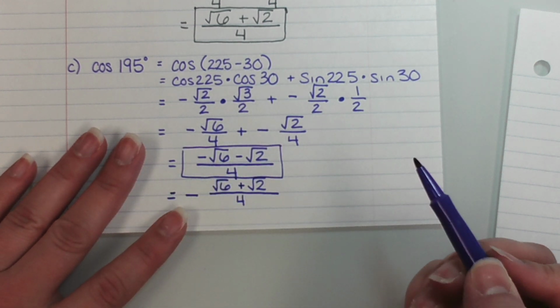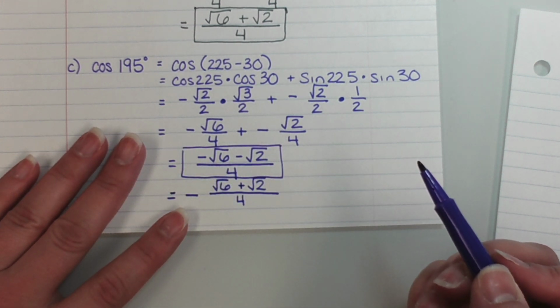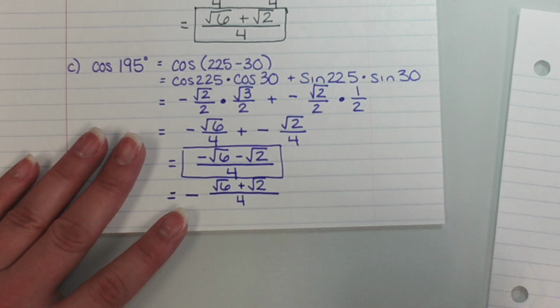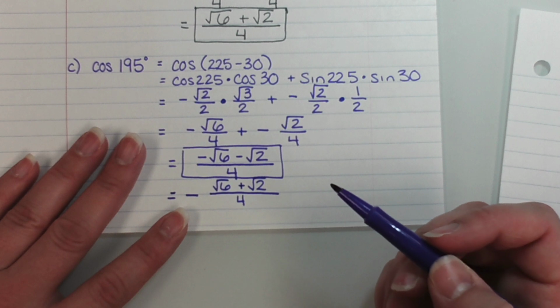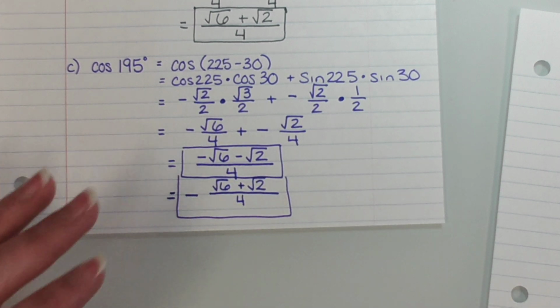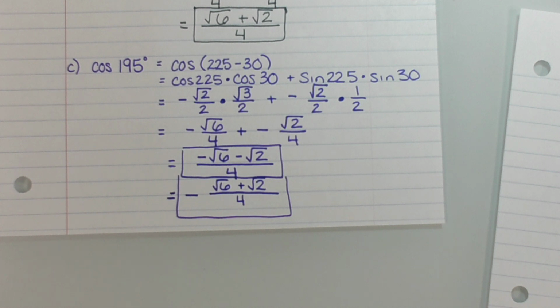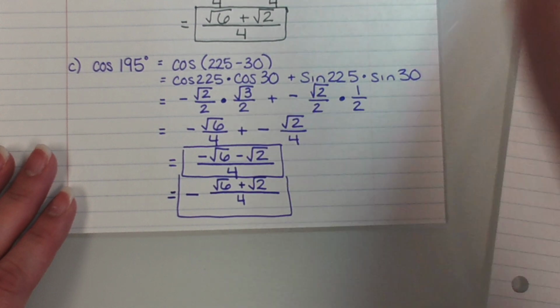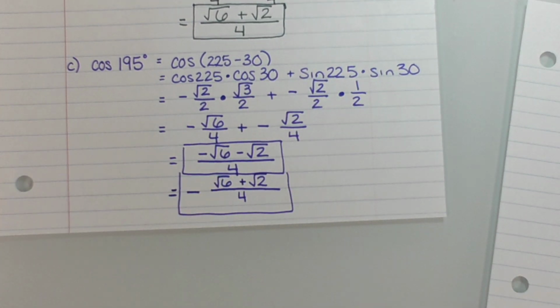If you are a person who uses the back of the book to check your answers, because if you didn't know this, our book has odds in the back of the book. It has the odd answers. This is how the book will answer it, is it will factor out that negative. It won't leave a negative in the very front of a fraction.